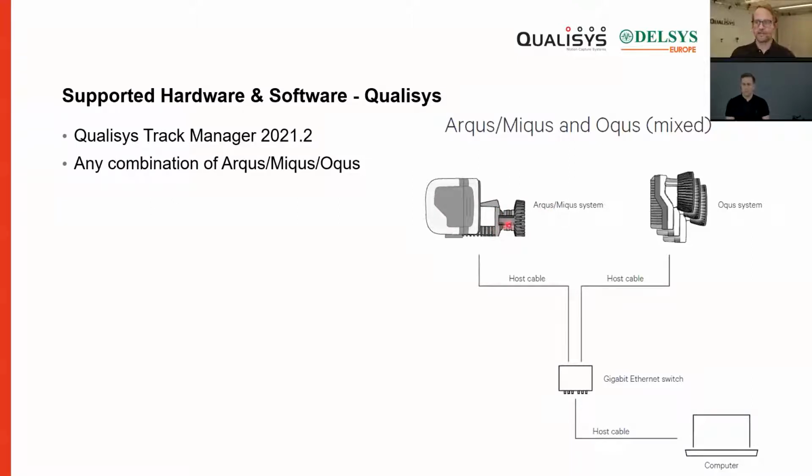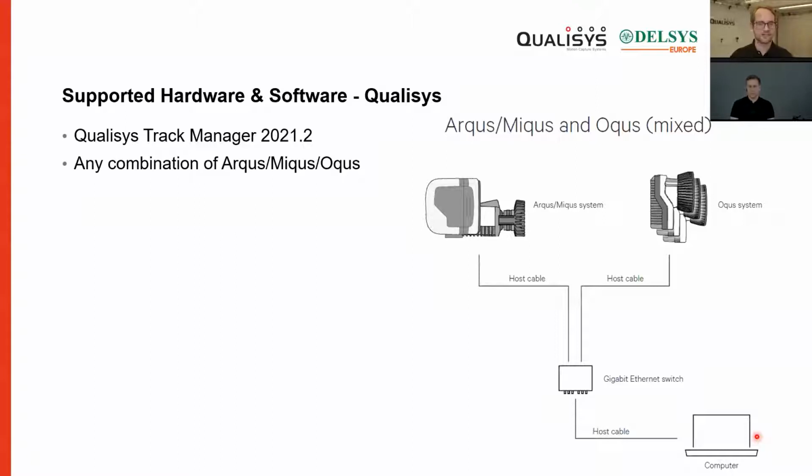If you are, for example, adding Arqus cameras to an Oqus system, you can combine those two cable types simply with a standard Ethernet switch that we can provide, and then connect this to the computer. So from that side, this integration doesn't really have very special requirements. You will also require a camera sync unit to ensure synchronization of the signal. Other than that, there are no constraints, and you can combine this with various other types of hardware, like force plates or even eye trackers, that you can all connect to the Qualisys software.